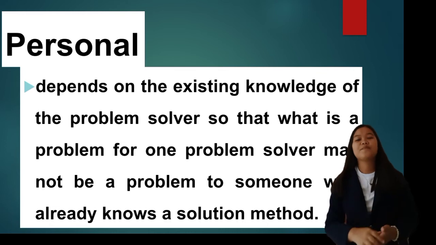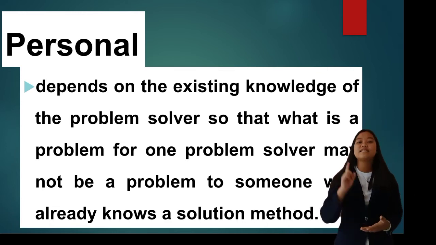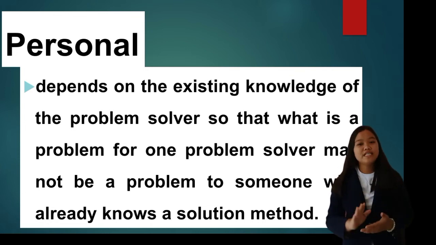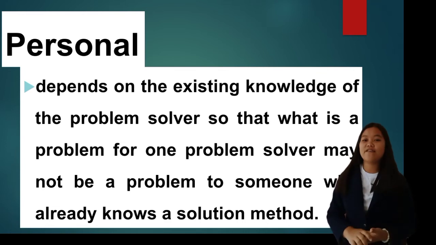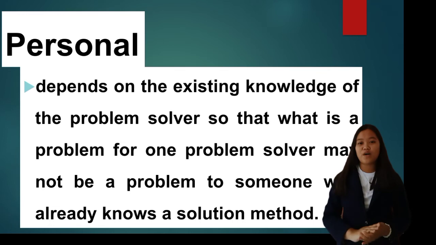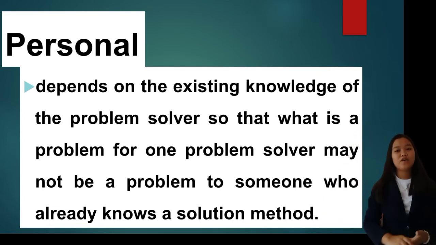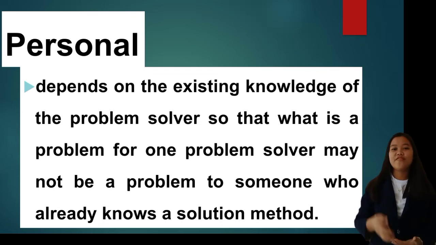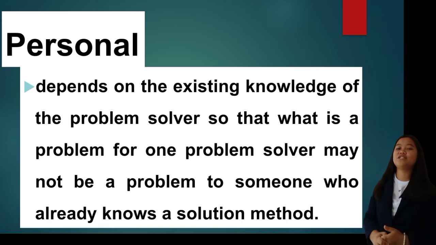For example, 3 plus 5 equals what? This might be a problem for a 6-year-old child who reasons, "Let's see. I can take 1 from the 5 and give it to the 3. That makes 4 plus 4. And we know that 4 plus 4 is 8." However, this equation is not a problem for an adult who knows the correct answer.